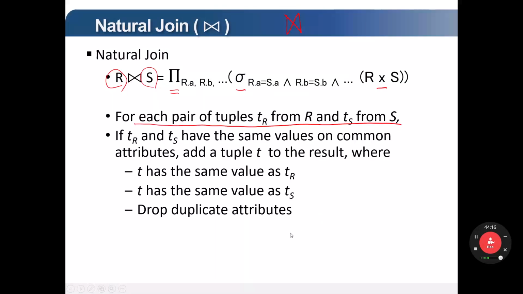Let's go back to the previous slide. That is why we have this projection operator. The objective of this projection operator is to eliminate the redundant column in the output table.